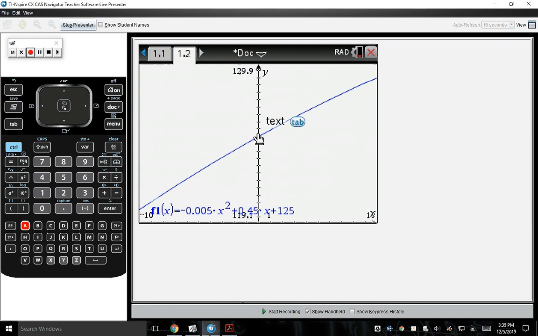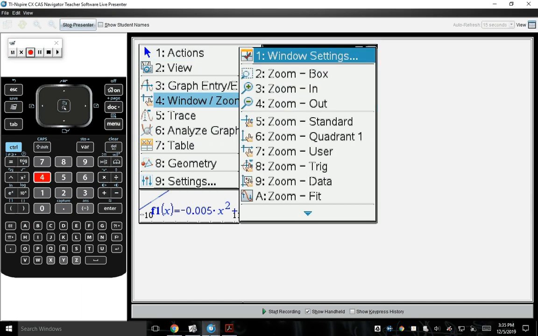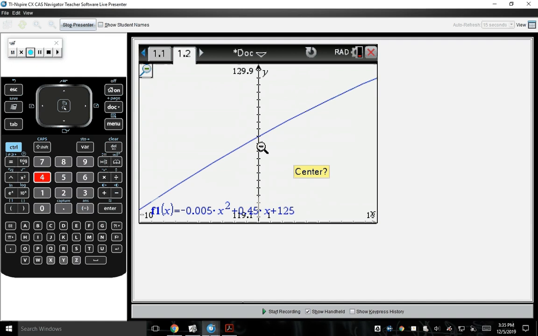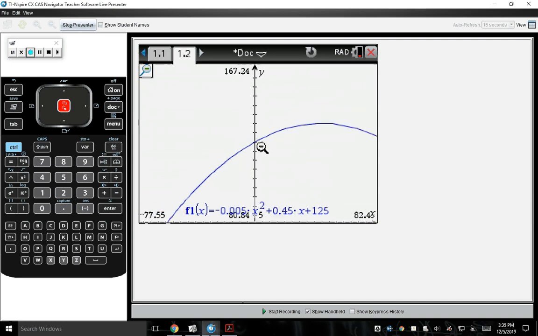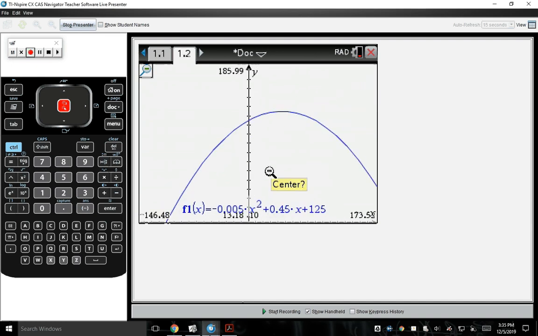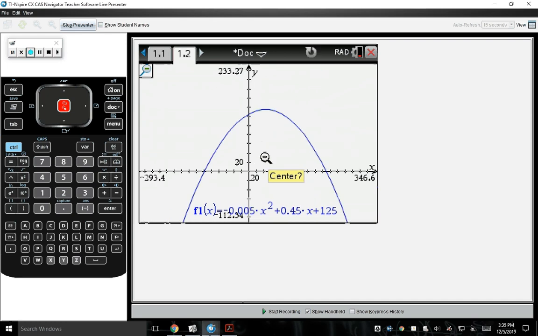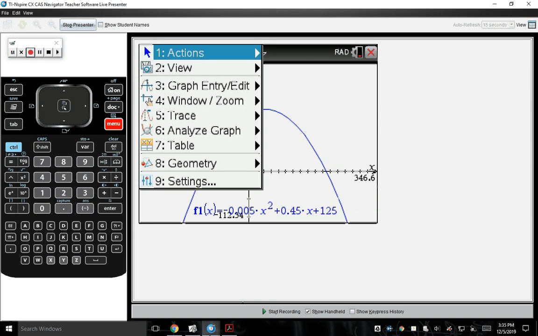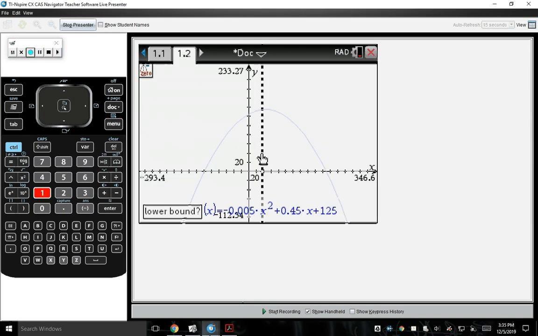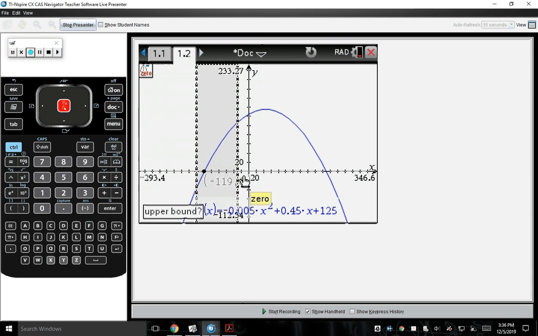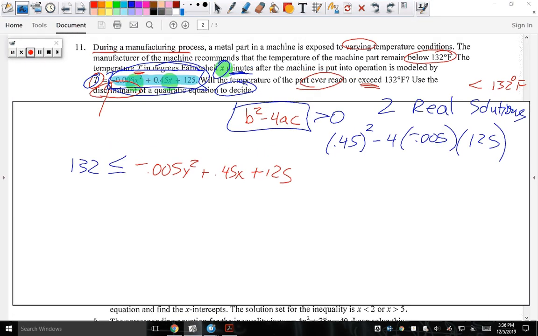Okay? So now if I said menu, window, and I'm going to zoom out, and let's say my center is here, and I just kept pressing enter, enter, enter, or down on the keypad, you could see it developing, and now you can see where your answers would be. You press menu, analyze graph, 1 for the zeros, otherwise x-intercepts, and the lower bound is basically left of that x-intercept. Scroll, and you can see your first answer appear as negative 119. So x is equal to negative 119.